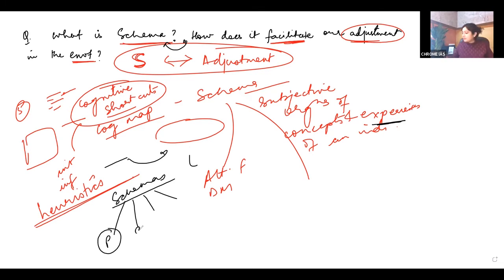Then you have concepts about yourself. That is, this is the way that you perceive yourself. This is what I like, this is what I dislike. So schemas about your own self.